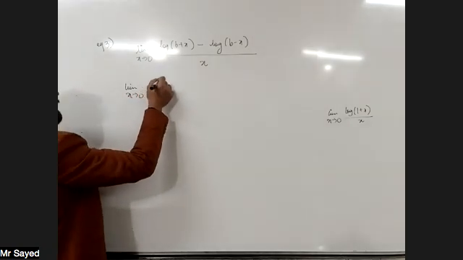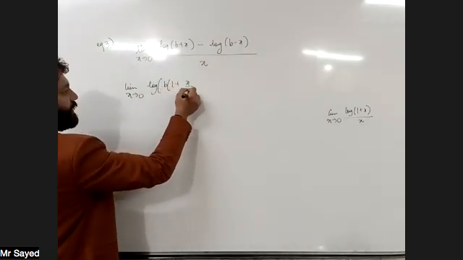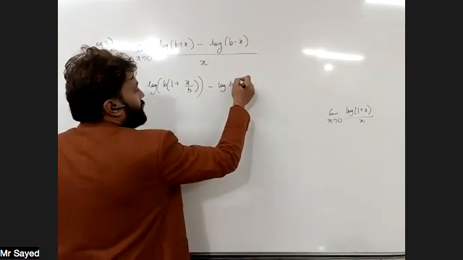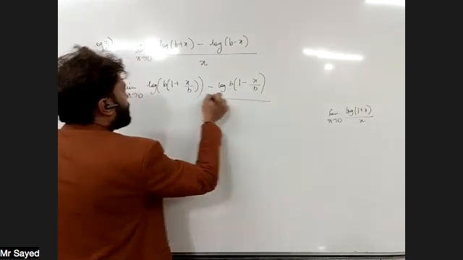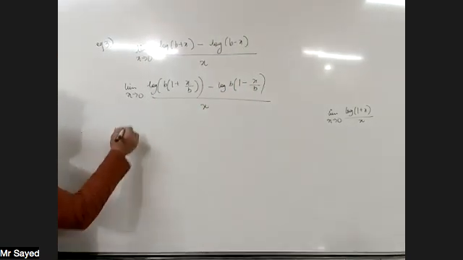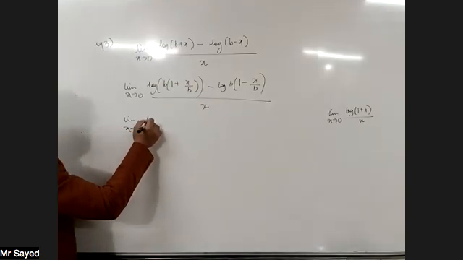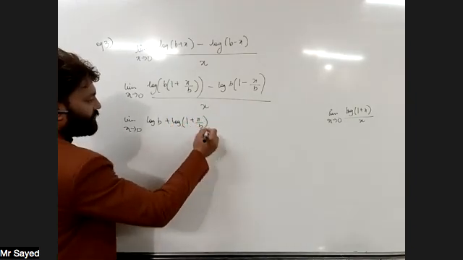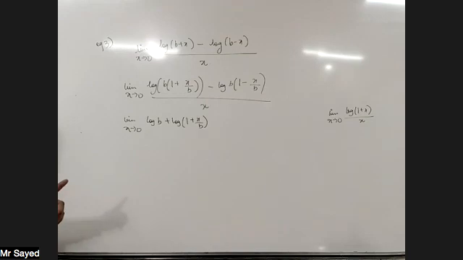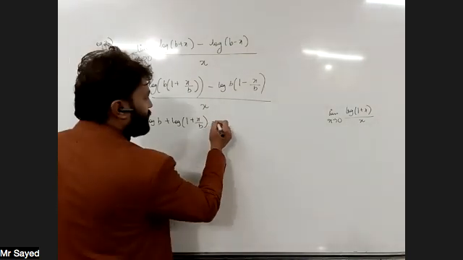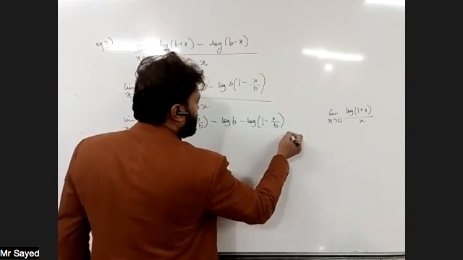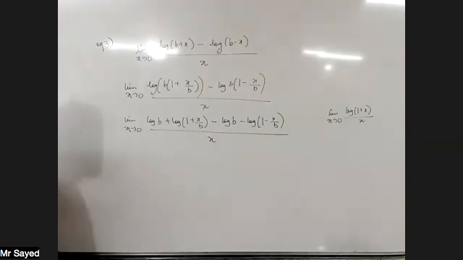So this will be limit x tends to 0, log, when we take b common, it will be 1 plus x upon b. Same way over here, b common, this will be 1 minus x upon b, and whole upon x. So this will be limit x tends to 0, log b plus log (1 plus x upon b). Which result are we using? Log (a into b) is log a plus log b. Same thing over here, minus log b and minus log (1 minus x upon b), and whole over x.